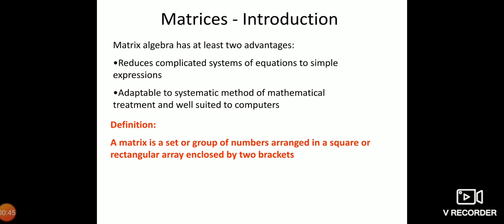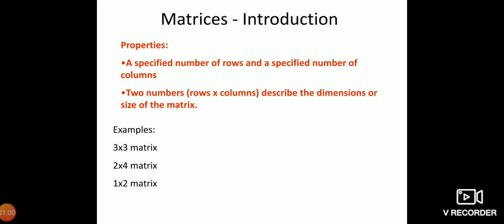So students, what is meant by a matrix? See the definition. A matrix is a set or group of numbers arranged in a square or rectangular array enclosed by two brackets. The properties: first, a specified number of rows and a specified number of columns. The two numbers, rows and columns, describe the dimension or size of the matrix.